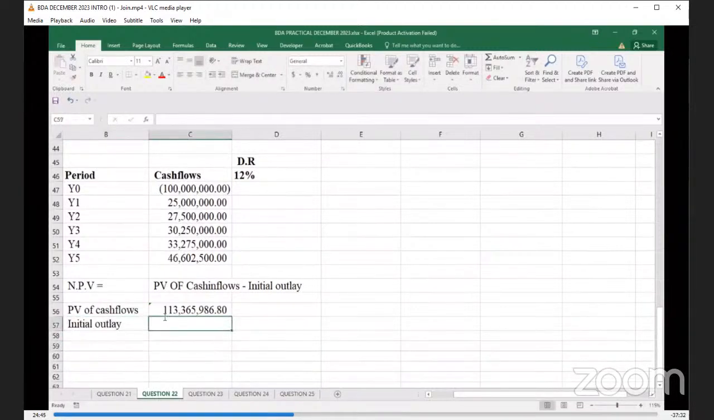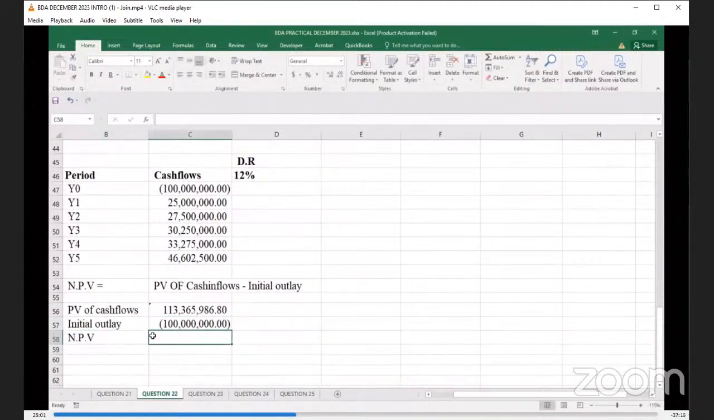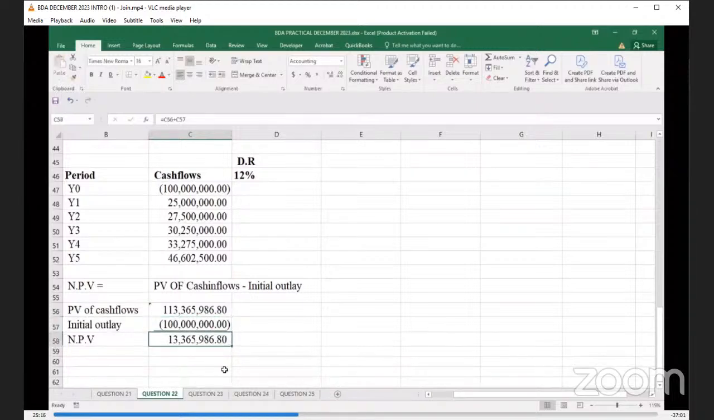So once I have the initial outlay, which I know very well is that value, my NPV will be equal to the present value of cash flows less our initial outlay. That gives us the value I'm getting there, which is 13,365.